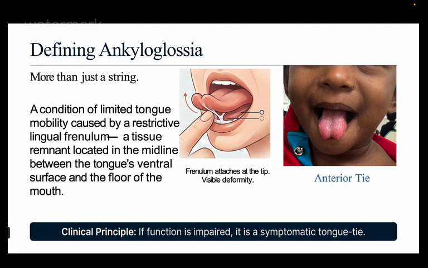What are the clinical principles? If the function is impaired, it is a symptomatic tongue tie. So there can be a frenular attachment, a high frenular attachment, for all the patients, but when the function is restricted, it is considered to be ankyloglossia.